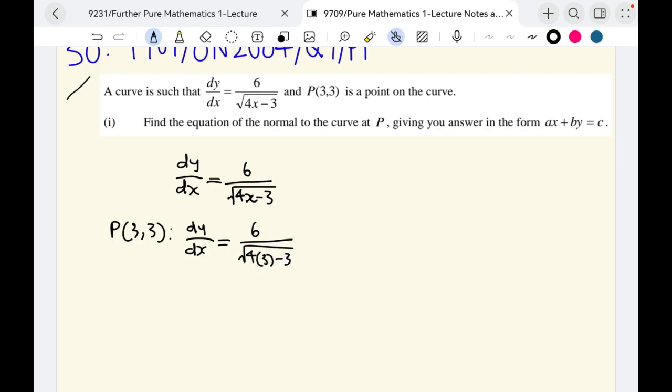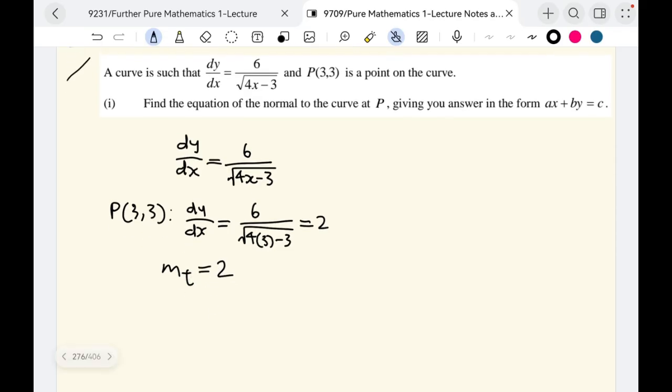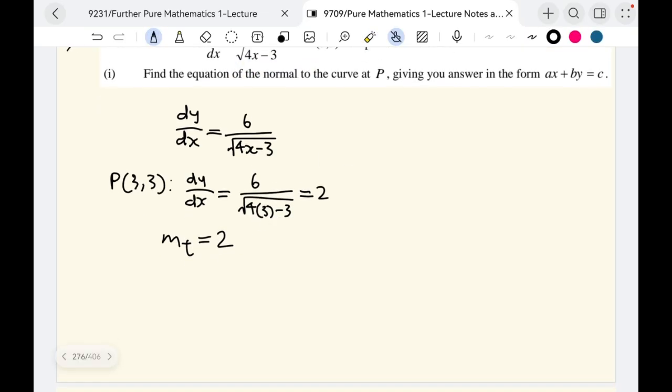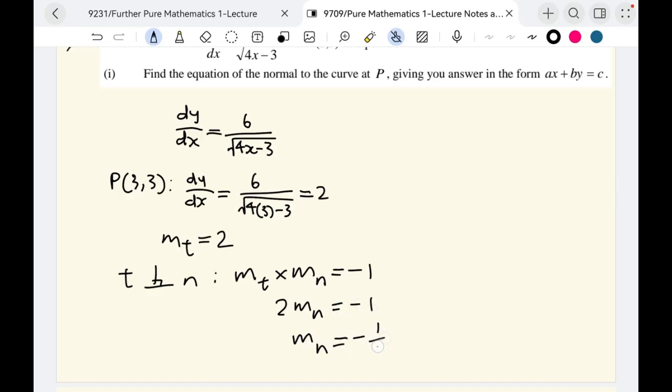So at P(3, 3), dy/dx is equal to 6 over the square root of 4 times 3 minus 3, which you will get 2. That means the gradient of the tangent is 2. But what I want is the equation of the normal. Of course, it's a straight line. By relating the tangent and the normal, they are perpendicular to each other. So by using the formula, the gradient of the tangent times the gradient of the normal is equal to -1, or 2n is equal to -1. So the gradient of the normal is -1/2.